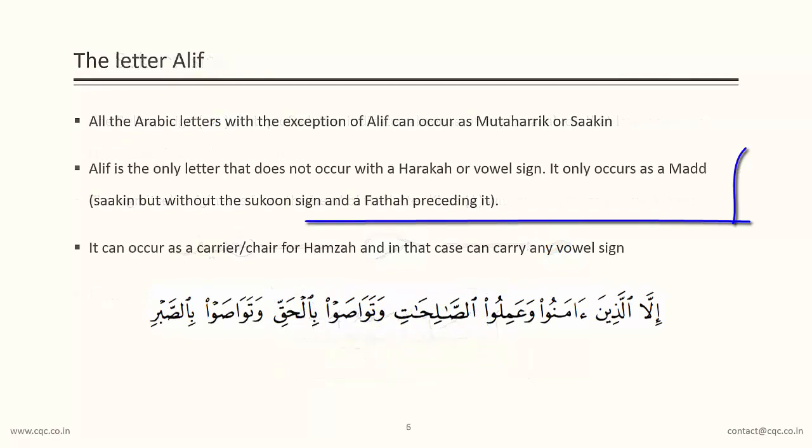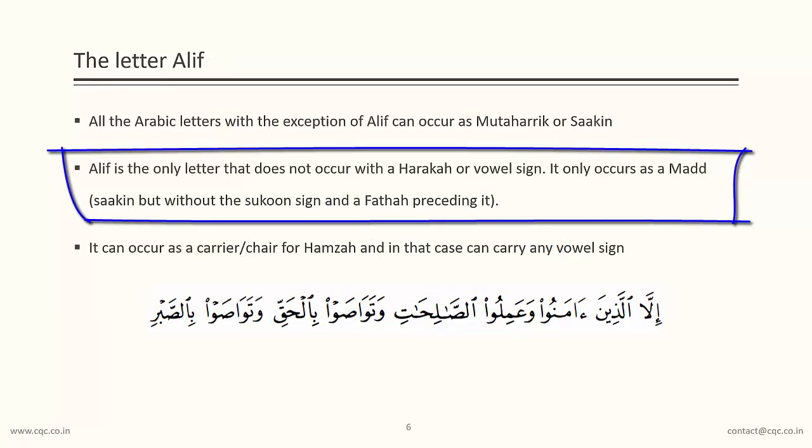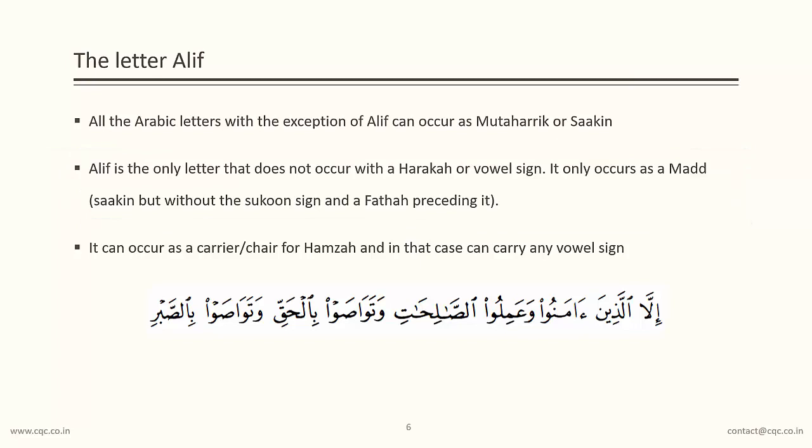A special note about the letter Alif. As we have seen, all the Arabic letters can occur as voweled or as sakin letters. So they can carry a harakah like a fatha, kasra or a dhamma, or they may occur as a sakin letter without any harakah. But alif is the only letter in the Arabic language that does not occur with a harakah or a vowel sign. It only occurs as a sakin letter, a special kind of sakin letter. So there is no sukoon sign on top of it, but there is always a fatha preceding it.